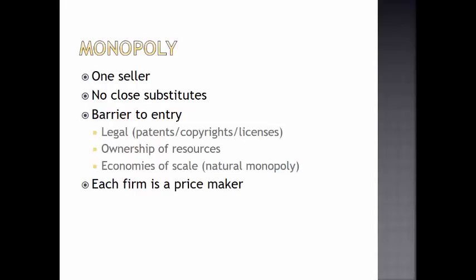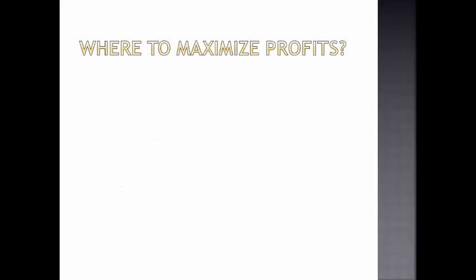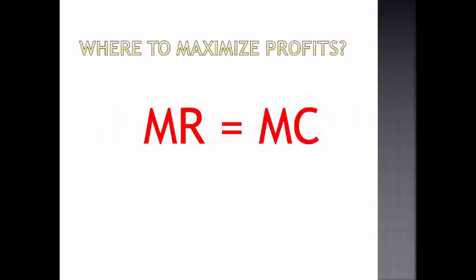In the case of a monopoly, the firm is a price maker as opposed to a price taker in the case of perfect competition. The monopolist can set the price for the market, and this gives it great market power. However, the firm does want to maximize its profits. So, just like the case of perfect competition, the monopolist will maximize profits where marginal revenue equals marginal cost.